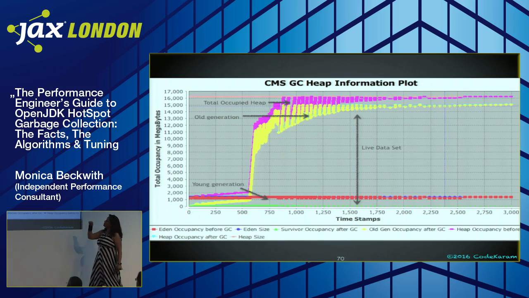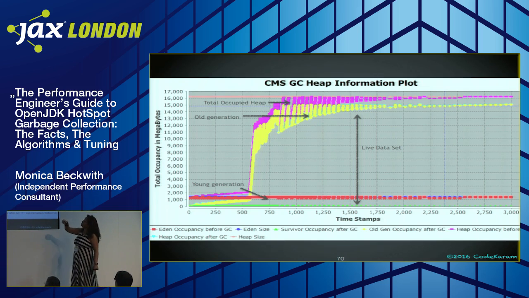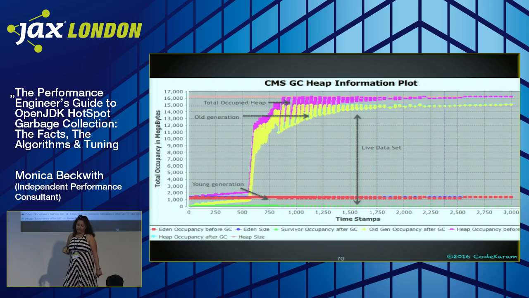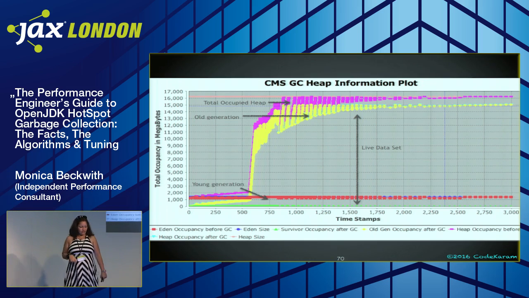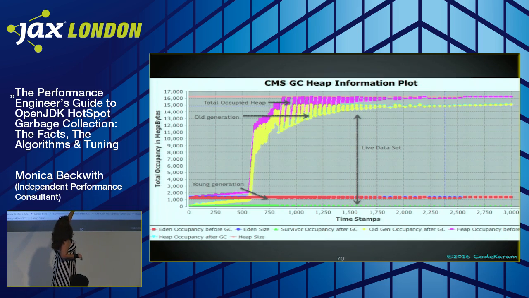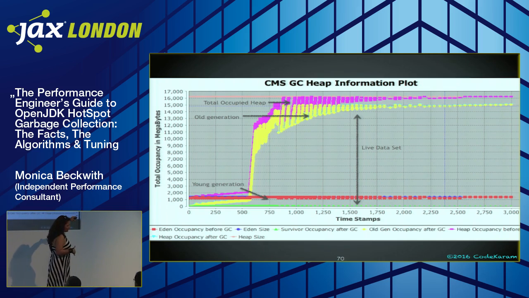So if you look at the yellow zigzag line, that's the old generation occupancy. And the purple is the total occupied heap. And your young generation is just a teeny bit, right? That's a CMS GC, garbage collector. So the live data set, you see how it's increasing, and then the old generation reaches its full capacity, and you're basically seeing back-to-back full collections.